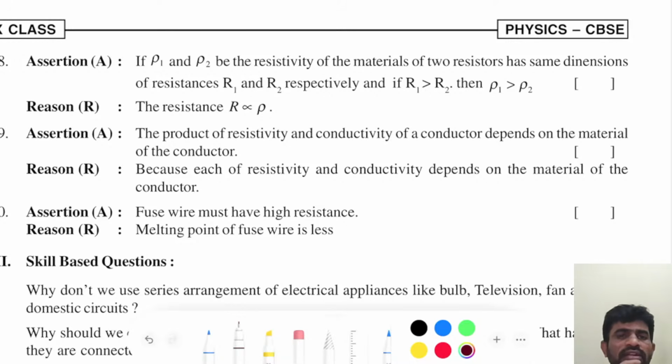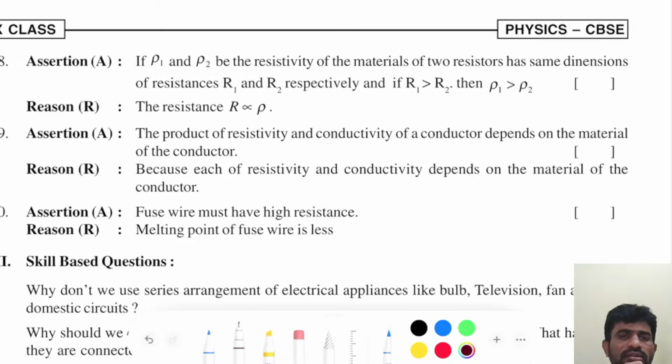Next, question number 19. The product of resistivity and conductivity of a conductor depends on the nature of the conductor. Assertion is true because each of resistivity and conductivity depends on the material of the conductor. 19th also option A.